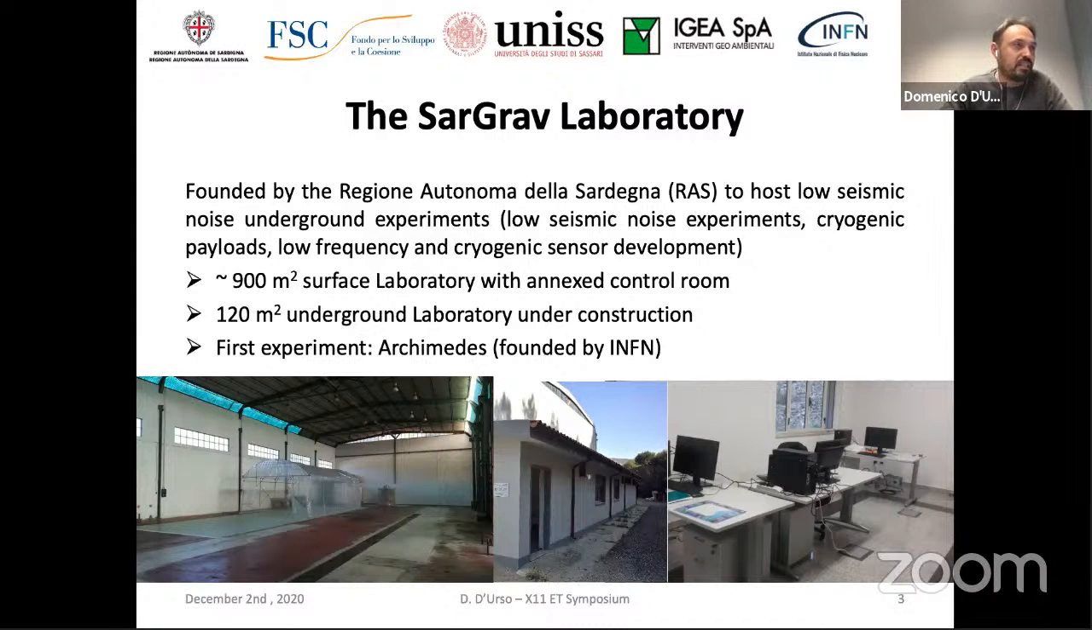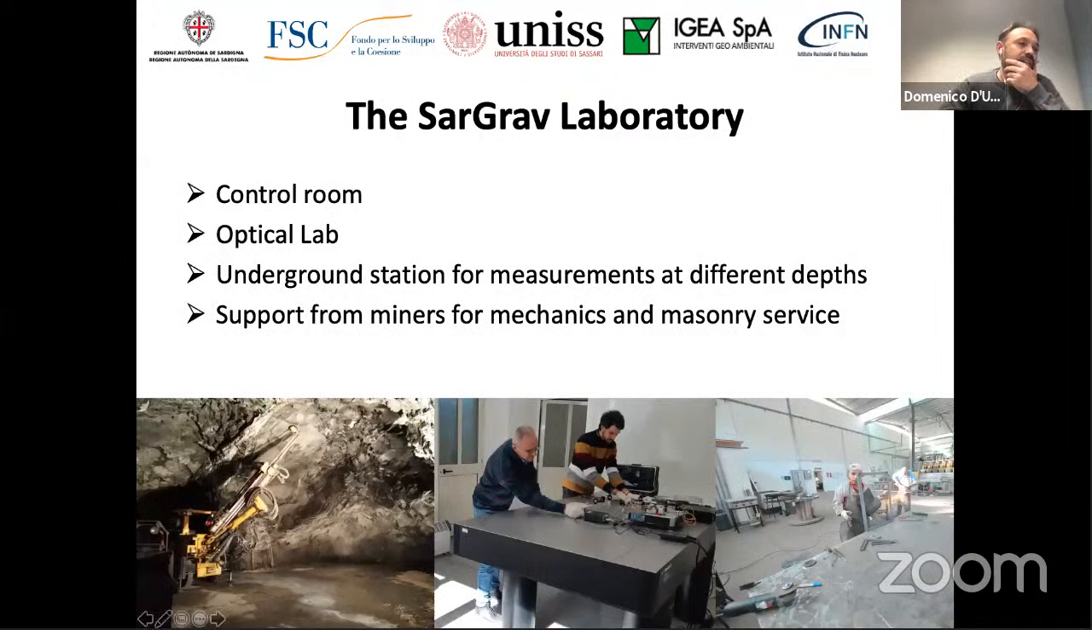Here you can see that at the site, as I said, you have a control room, an optical lab, several stations underground at different depths, and you also have support from miners for mechanics and masonry service for measurements and for the equipment that you may need directly there.